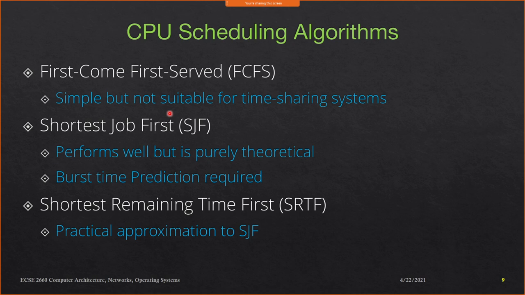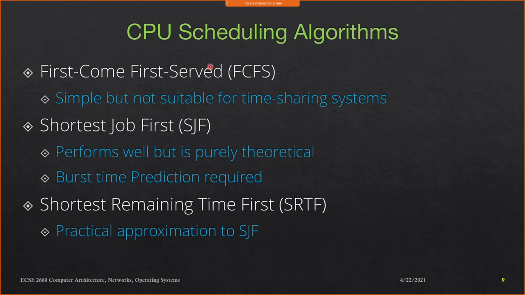So the CPU scheduling algorithms we will look at today are first come first serve, very simple, but it doesn't suit time sharing systems. We will take a look at shortest job first. We will also take a look at shortest remaining time first. The first come first serve is simple, right?